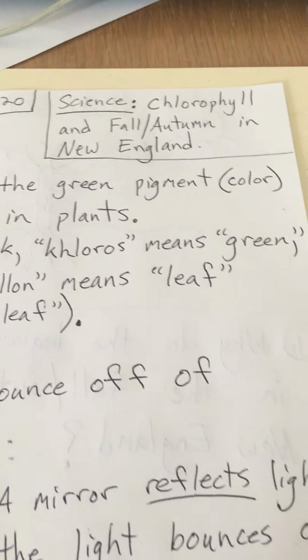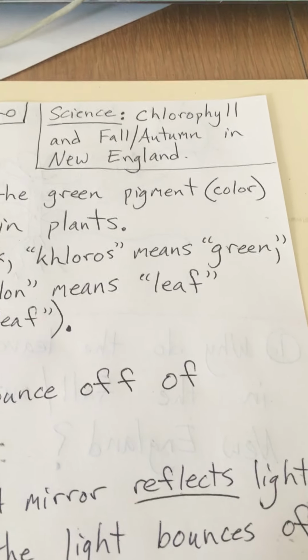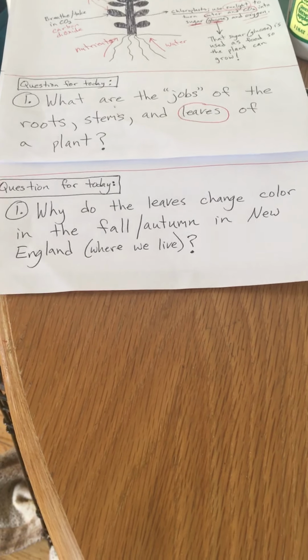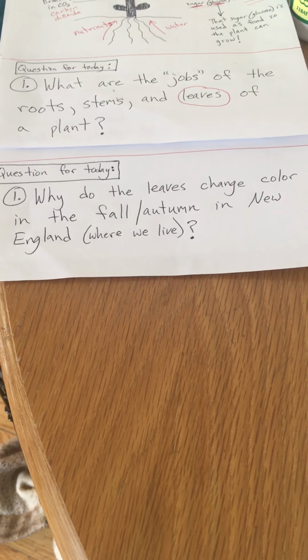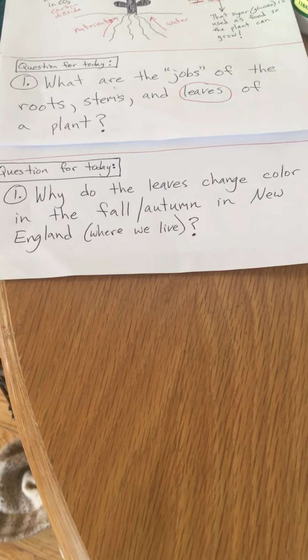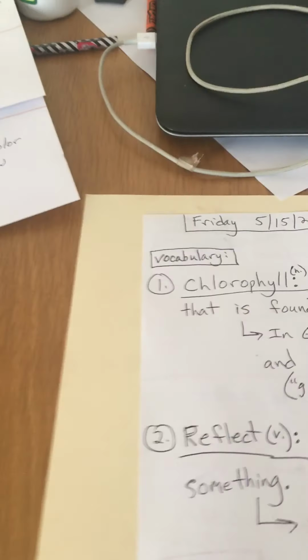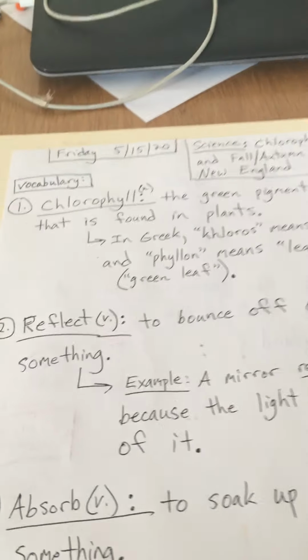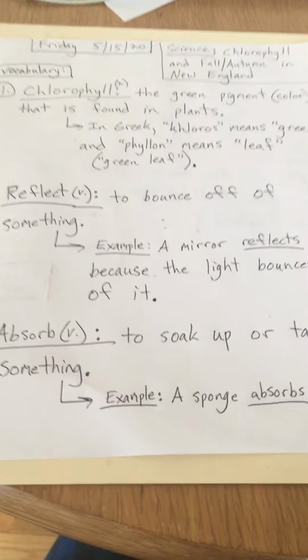In Science Today, we're going to be learning about chlorophyll and fall/autumn in New England. So the question I gave you yesterday, which we're going to talk about today, is why do the leaves change color in the fall/autumn in New England? That's where we live. Why do the leaves change colors? And we're going to use what we have been learning about photosynthesis. We're going to review some of the things we talked about way back in September or October about light, and put that together to give you a pretty cool lesson. I'm excited about today's lesson.